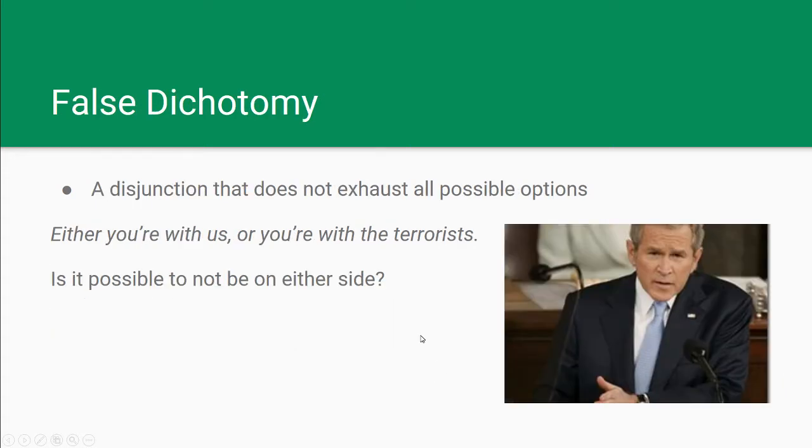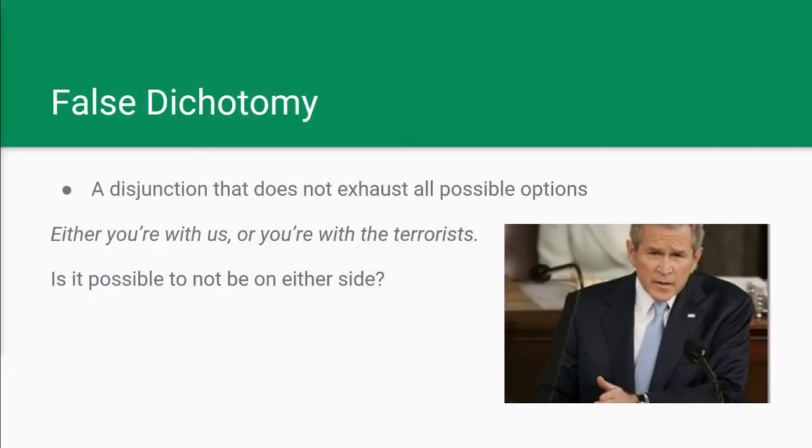Let's look at false dichotomy. False dichotomy is a disjunction that does not exhaust all the possible options. Basically, you're left with, in most cases, two choices, but sometimes there may be several choices, but they don't tell you about the other choices you have. So here's a famous example from President Bush after 9/11.